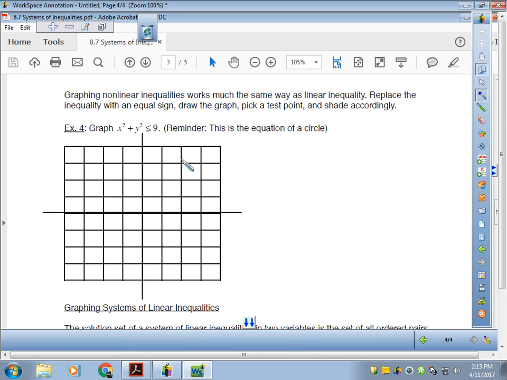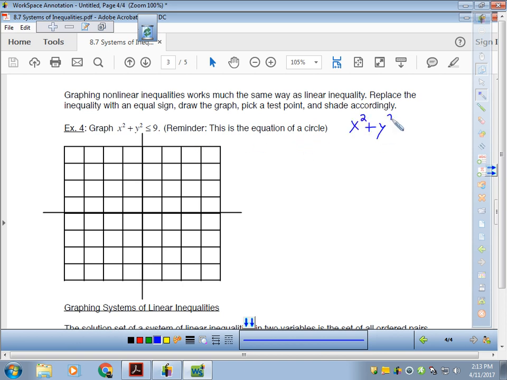Okay. So here in example 4, it asks us to graph this equation: x squared plus y squared less than or equal to 9. As a reminder, this is the equation of a circle. Just in case you didn't know, x squared plus y squared equals r squared is the equation of a circle with radius equal to r. So in this particular case, 9 is our r squared, so r squared equals 9. So r equals 3. So this is a circle with a radius of 3.